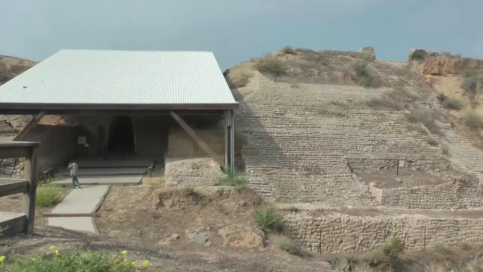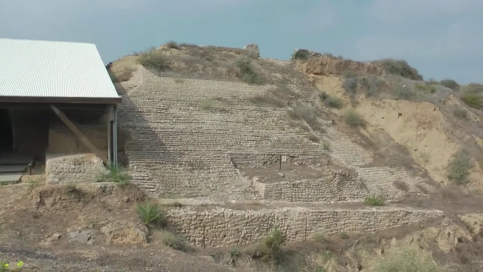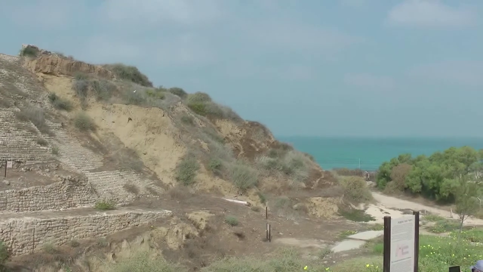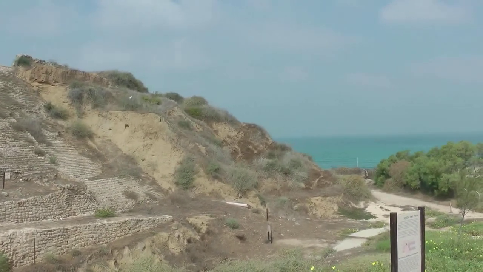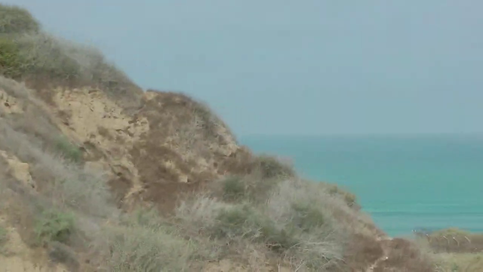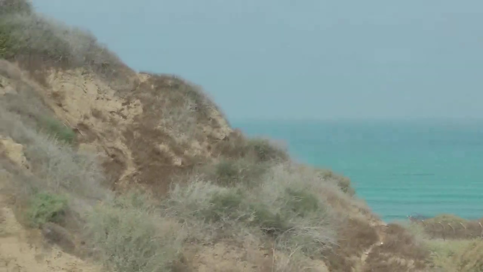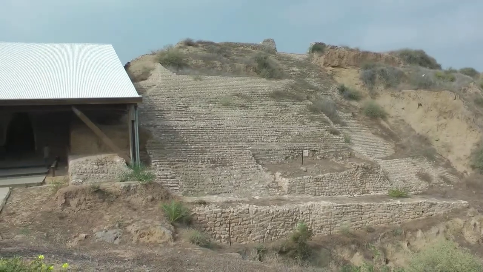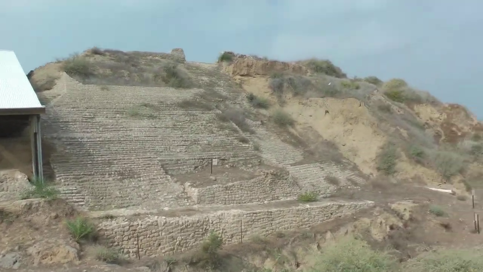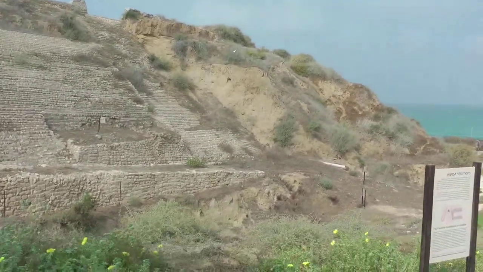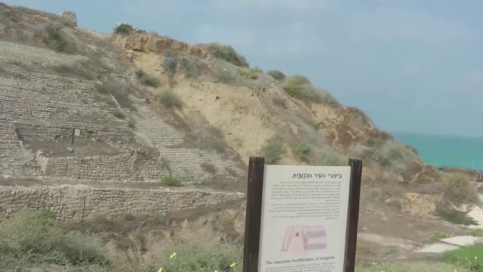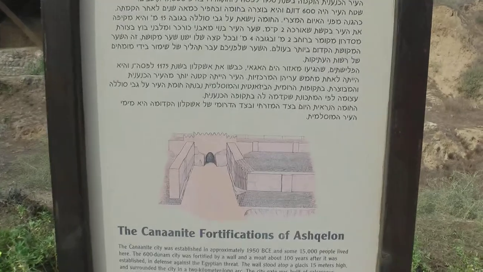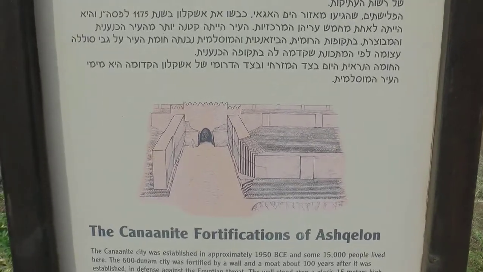Excavations, remains of the wall, and it's right by the sea. That's what the Canaanite fortress would look like right here that we're seeing.